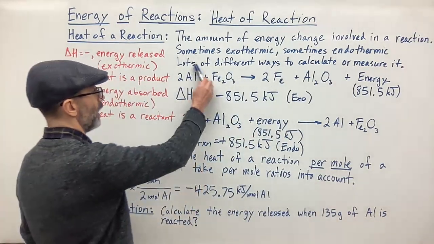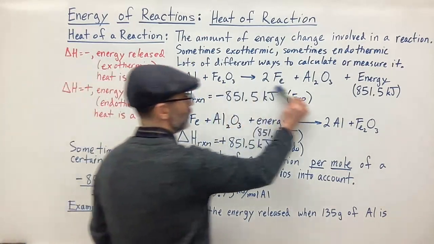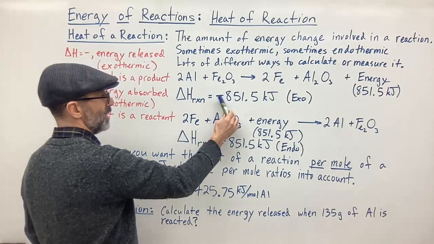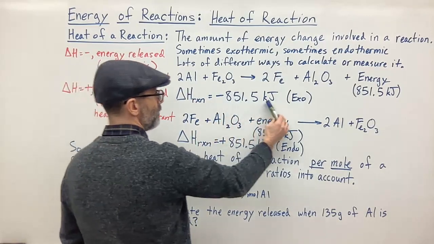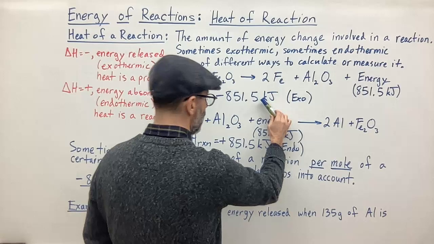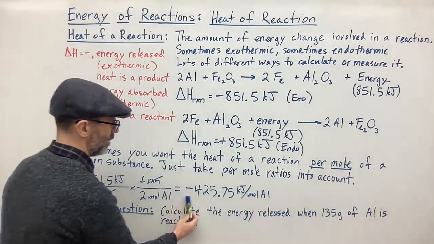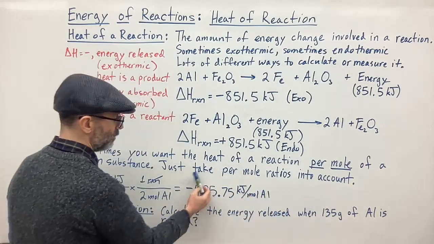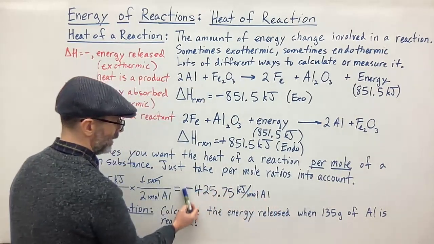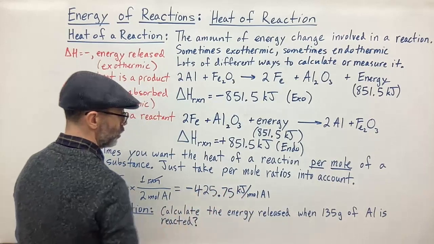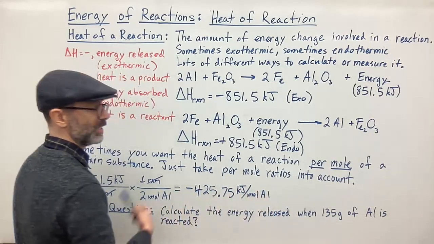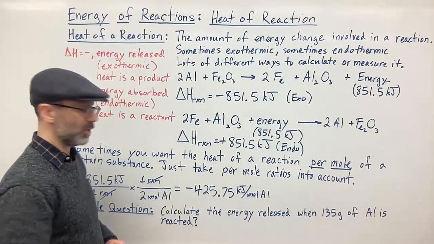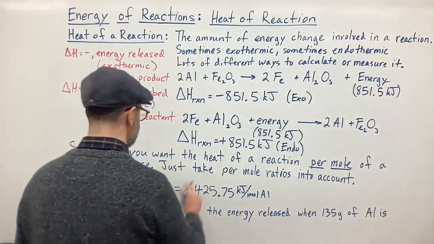So here we have aluminum being reacted, so we're going to use this equation. We know that the delta H of reaction is negative 851.5 kilojoules per reaction. We also just calculated the number of kilojoules per mole of aluminum, which is right here. So we can use this now as a conversion factor to calculate the amount of energy released per mole of aluminum. So the first thing we want to do is take the given.